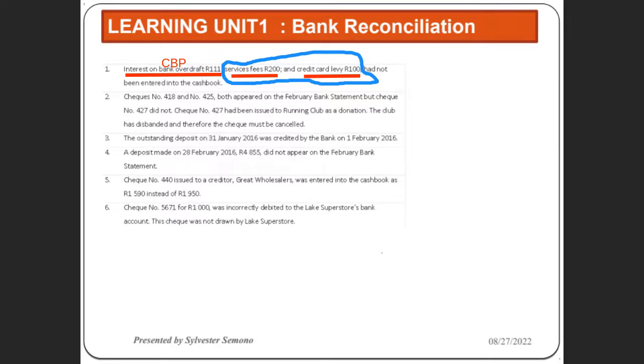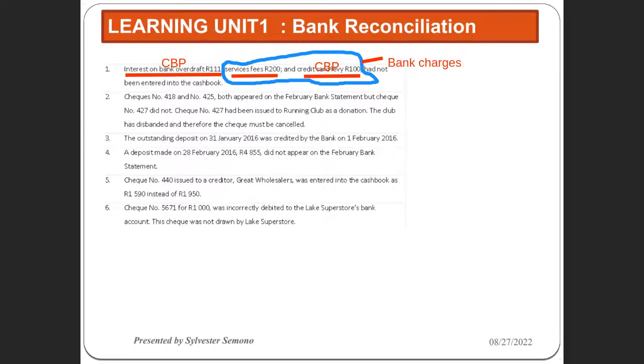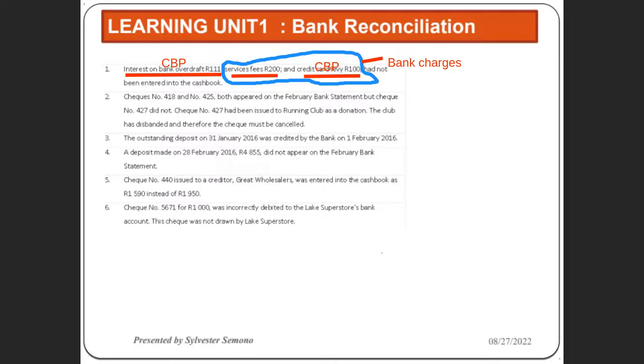And remember, together, they are called bank charges. So we need to understand that because you cannot put them one by one, they can penalize you. You need to call them bank charges. Okay. Are you still with me? Yes, sir. So now we must go to the CBP and record this kind of information. Can you see now? So we must go there.